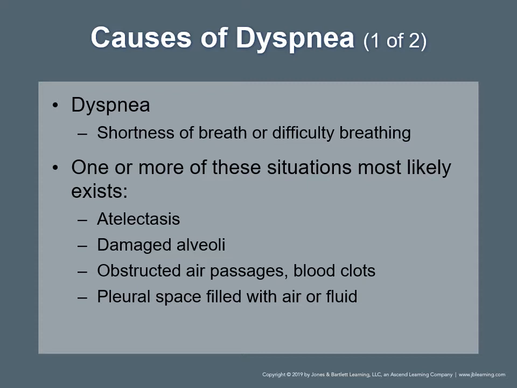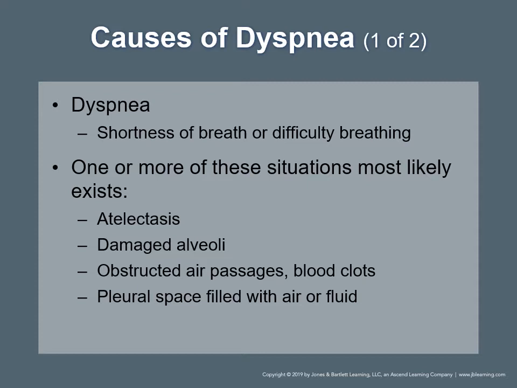As you treat patients with disorders of the lung, be aware that one or more of these situations most likely exist. Gas exchange between the alveoli and pulmonary circulation is obstructed by fluid in the lung, infection, or collapsed alveoli, that is known as atelectasis. Alveoli are damaged and cannot transport gases properly. Air passages are obstructed by muscle spasm or mucus or weakened by floppy airway walls.